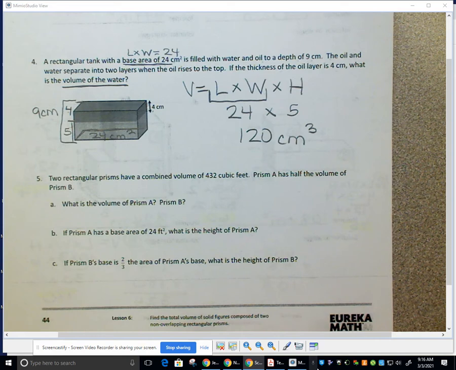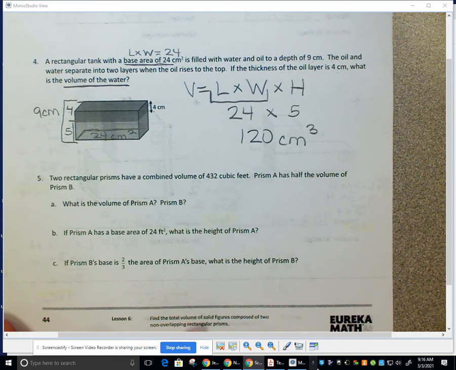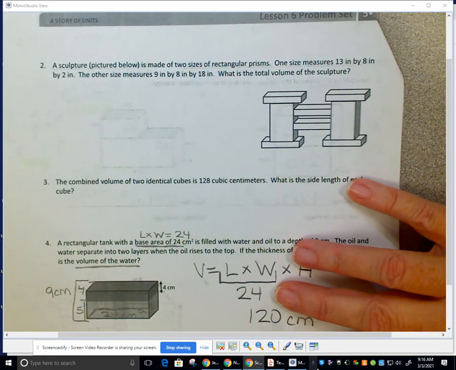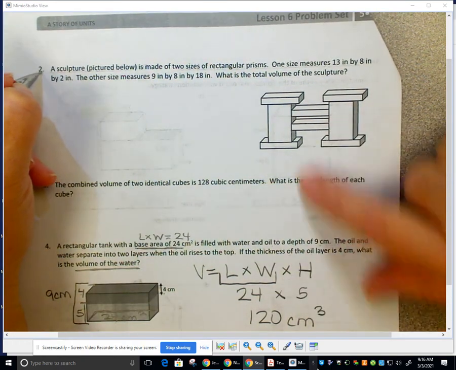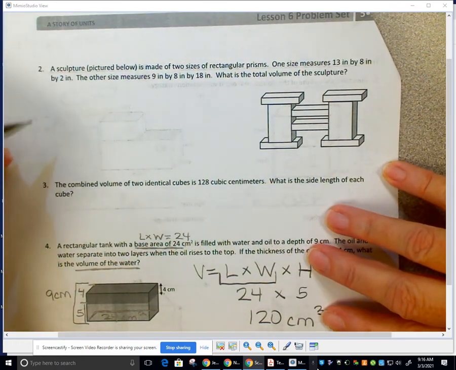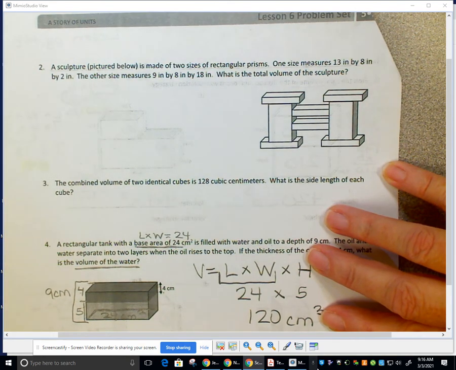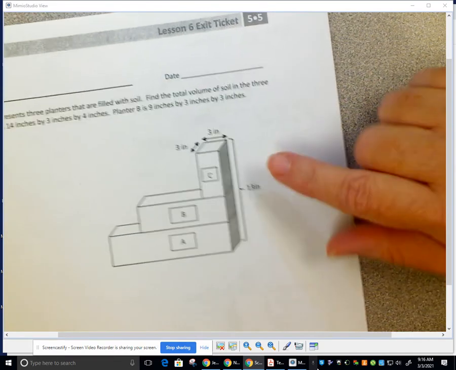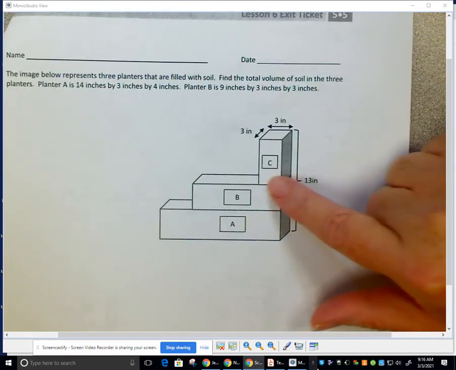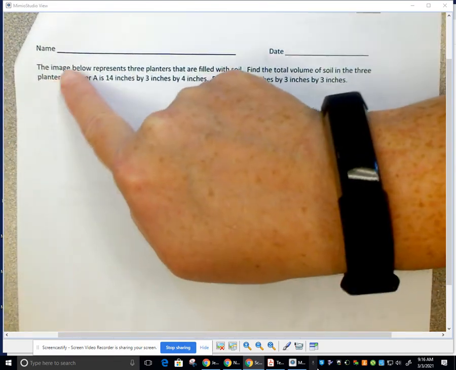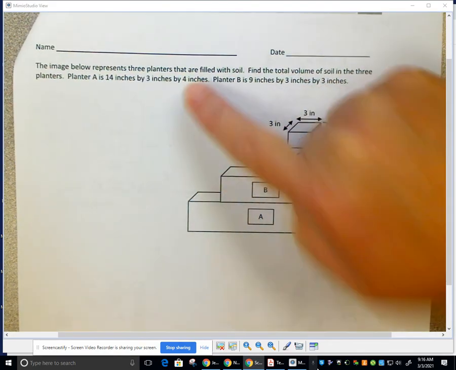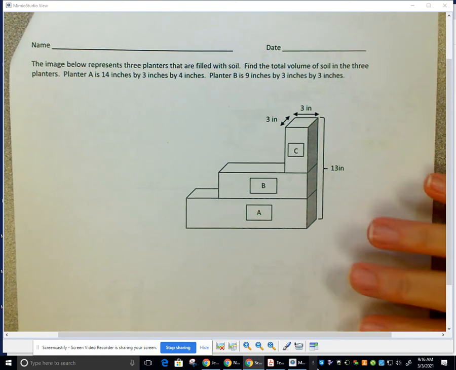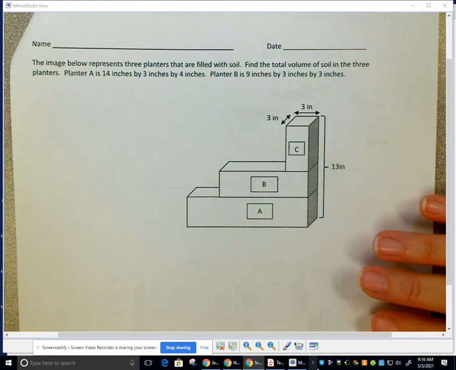All right, I'm looking to see if there's any more. I think I'll go ahead and stop there with you. I would challenge you to try number 2. This is not very hard. Try that and see how well you do with that one. I would also encourage you to try the exit ticket. This one is another one. Read the information. It's given you the dimensions in the information. I would challenge you to do that one as well. Let me know if I can help you in any way.